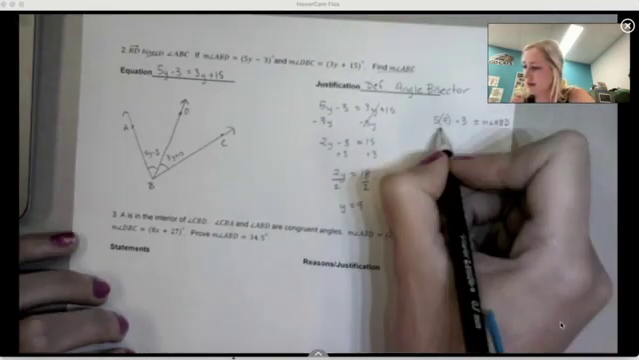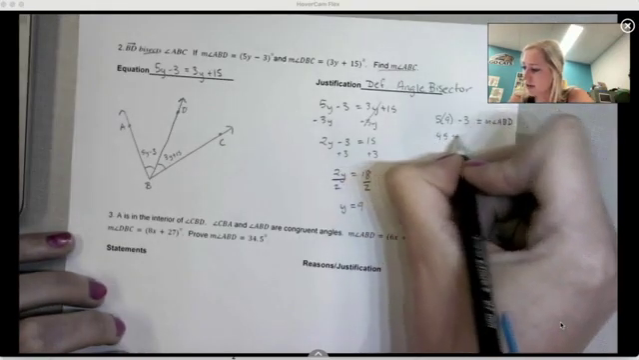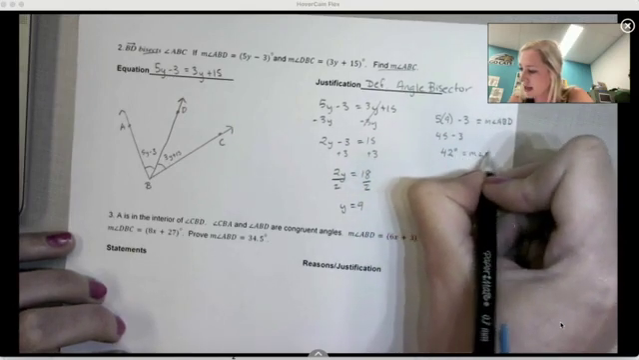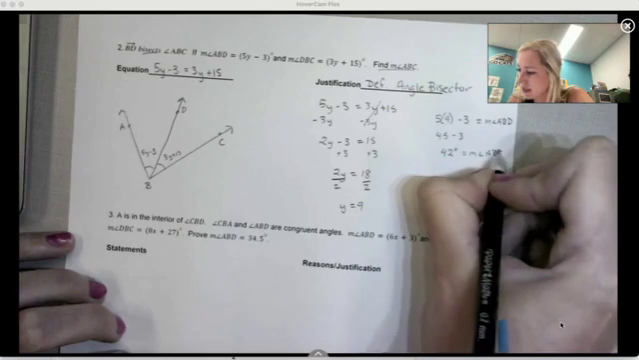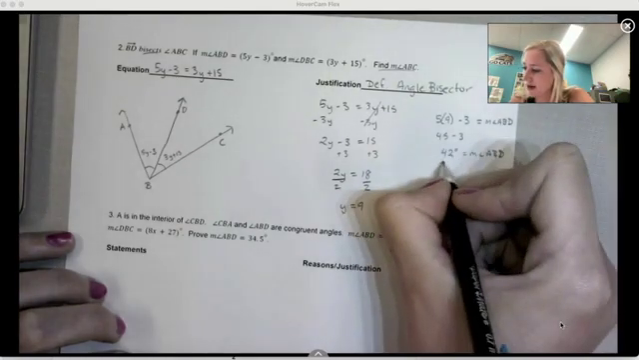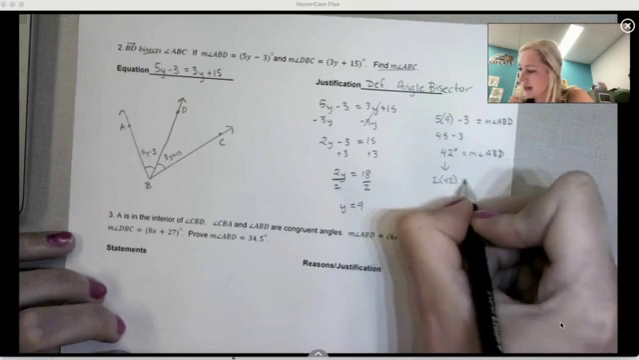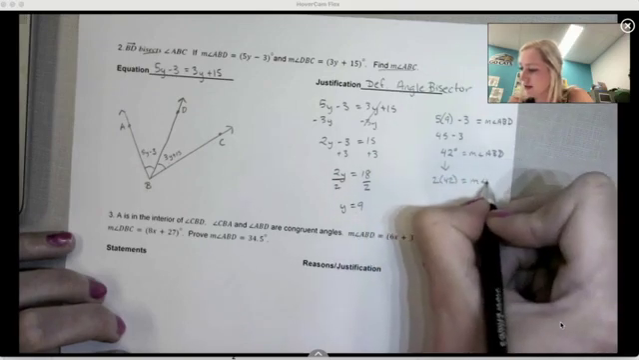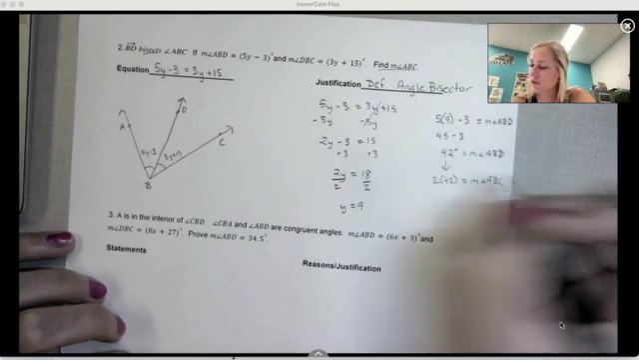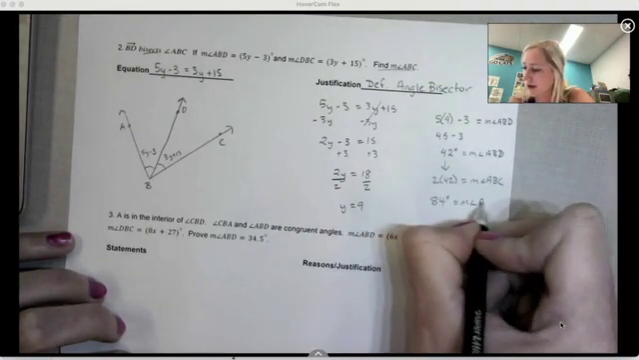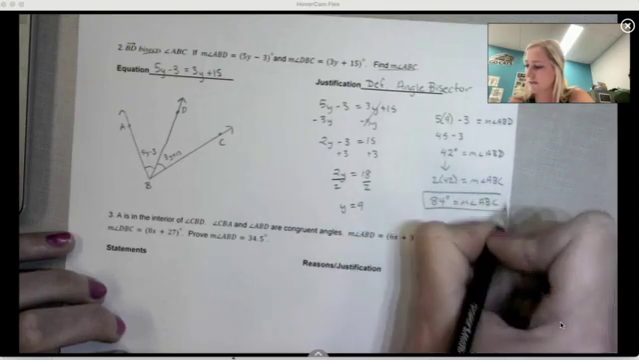Okay. 5 times 9 is 45, minus 3 is 42 degrees. So that's the measure of angle ABD. If we multiply that by 2, that would give us the whole angle, which is ABC. 2 times 42 is 84 degrees, and that's what we get for angle ABC.